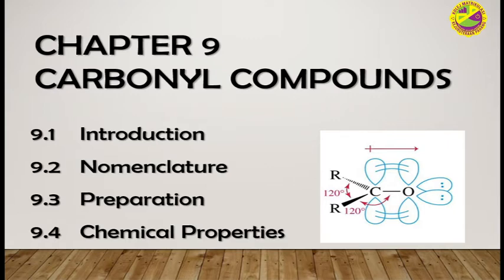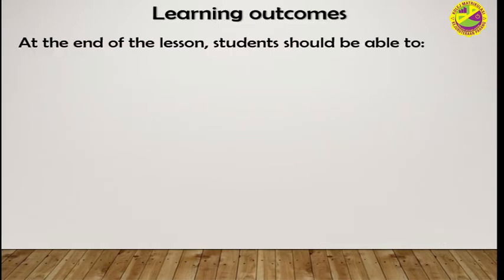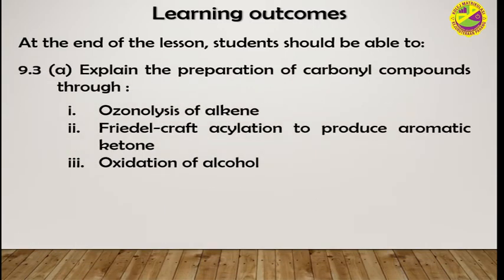In this video, we are going to cover 9.3 Preparation. At the end of the lesson, students should be able to explain the preparation of carbonyl compounds through ozonolysis of alkene, Friedel-Crafts acylation to produce aromatic ketone, and oxidation of alcohol.